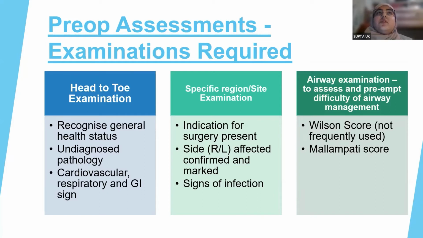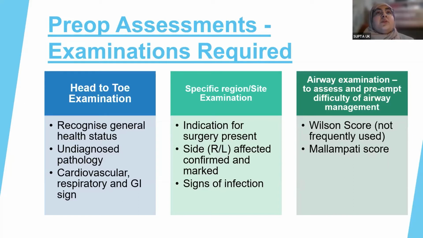Then you want to do a specific region or site examination. If you are wanting to do an ankle surgery, you need to examine the ankle itself, note which side it is, and often the surgeon or the anaesthetist will have a marker and mark the ankle to reduce the risk of any mistakes happening. And then you also want to look for signs of infection.